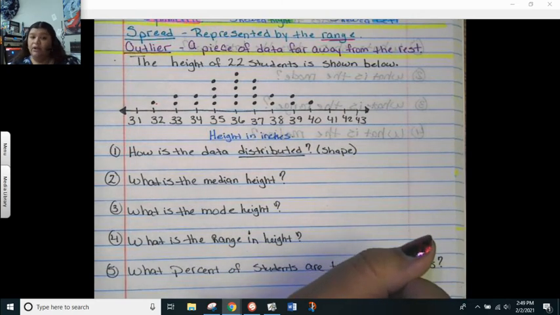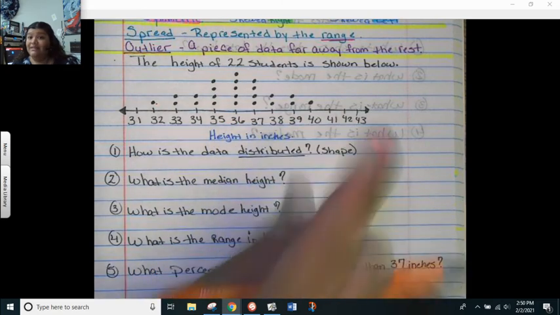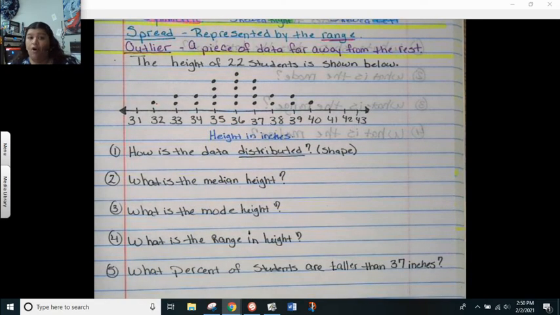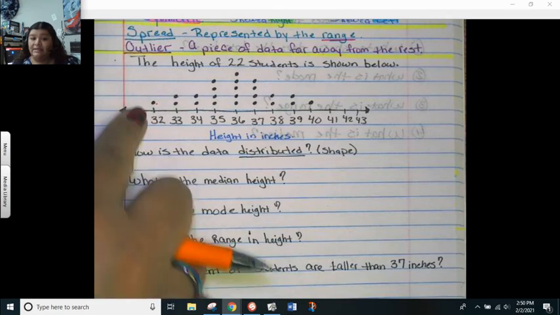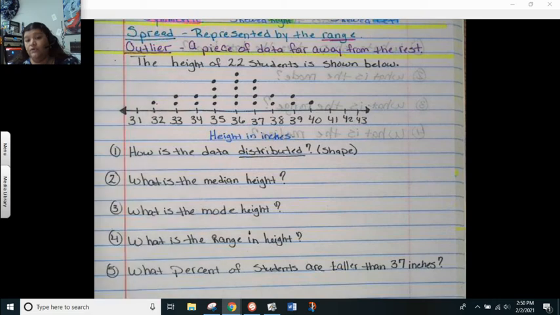So you need to pay close attention to that because you might have a number in between here that has no dots. That means it's not part of my data at all. The dots are your data. The numbers down here just represent what the data is. So this is just heights. The dots are the students who are those heights. So let's go ahead and take a look at the questions that I asked.